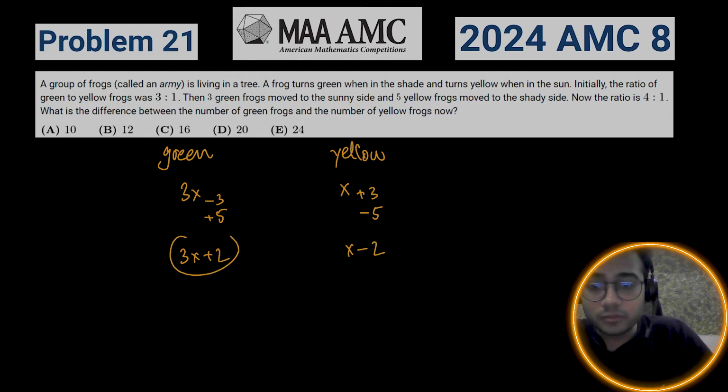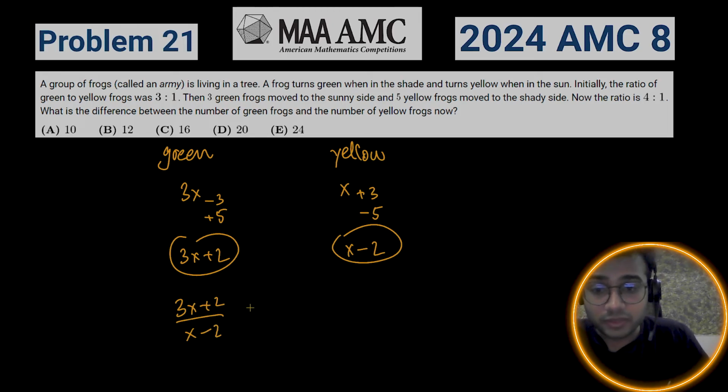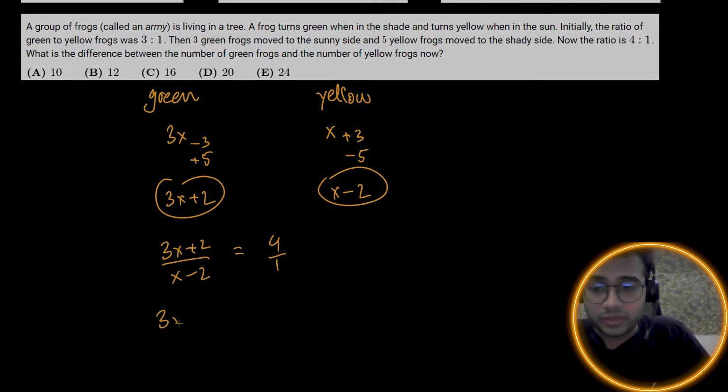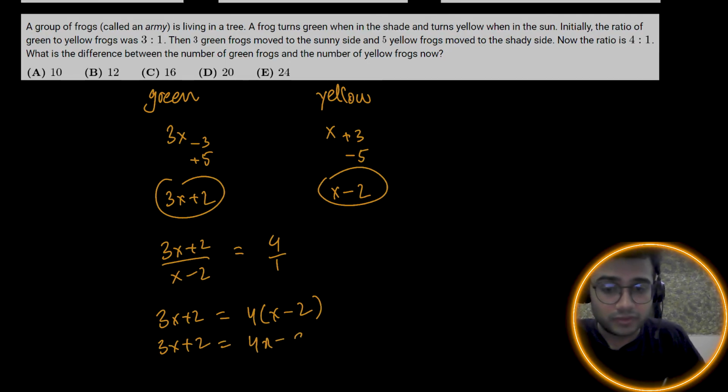These are the actual numbers now after the movement. And they said that these numbers are in 4:1. So see, since we have the actual numbers, we take their ratio. So 3x plus 2 divided by x minus 2 is equal to 4/1. We can just solve this equation because one equation, one variable. Let's cross multiply. We get 3x plus 2 equals 4 times x minus 2. 3x plus 2 equals 4x minus 8. Move the x to the right side. We get 4x minus 3x, that's x. And 2 plus 8, that's 10. So x is 10. But don't rush because that's not what they asked for.